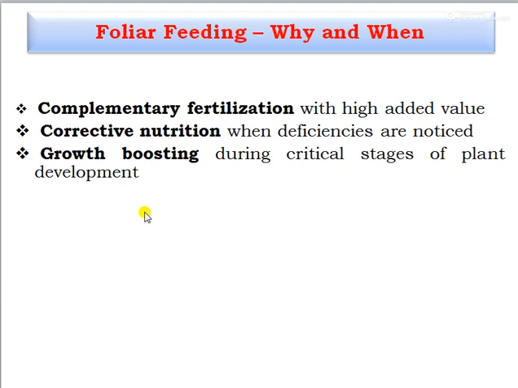Next point is foliar feeding: why and when? There are three main points on when and why foliar feeding is done. First, complementary fertilization with added value. Then corrective nutrition when deficiencies are noticed. Then growth boosting during the critical growth stages of plant development. These are the three reasons why and when foliar feeding is done.